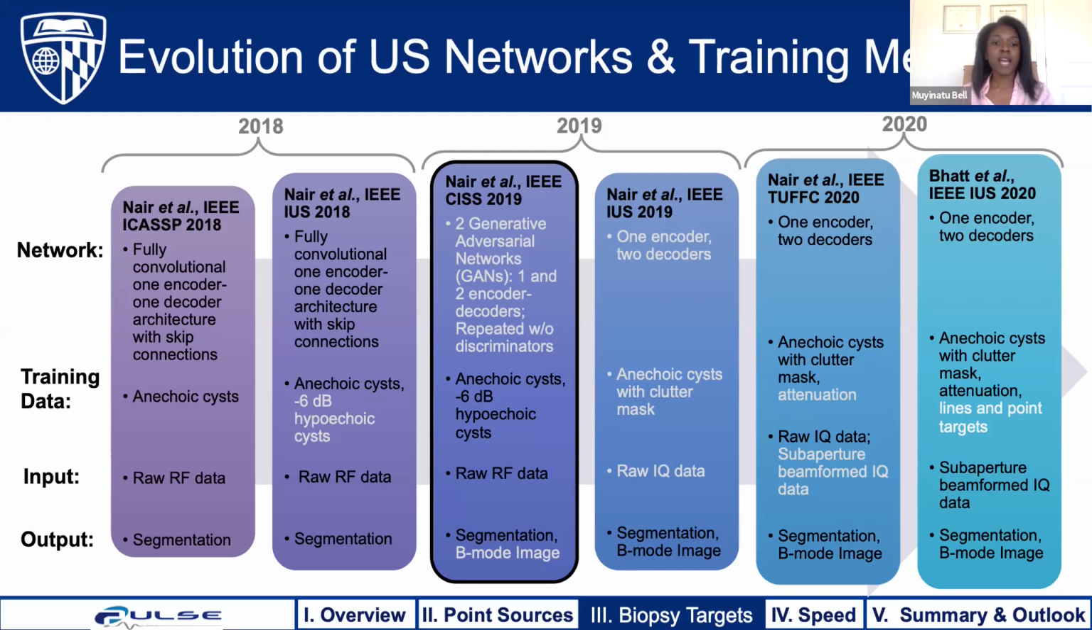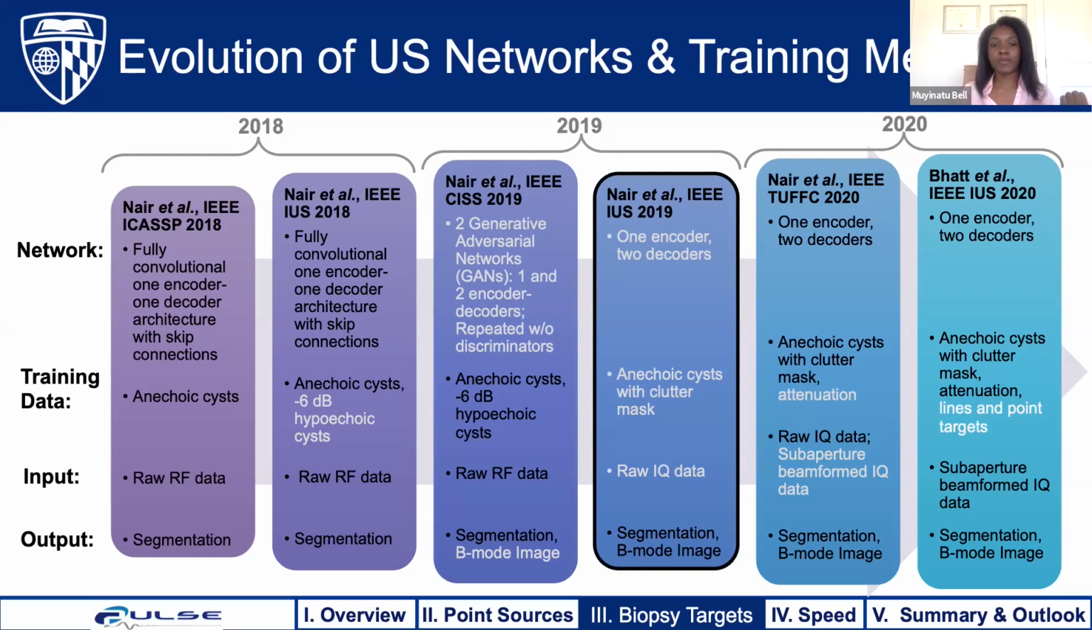We then updated our network further by removing the discriminator part of the GAN and including clutter masks in our training data. And this change was also complemented by switching the input data type from raw RF data, or raw radio frequency data, to raw IQ data, which is in-phase quadrature data. And I'll discuss the reason for this design choice as well.